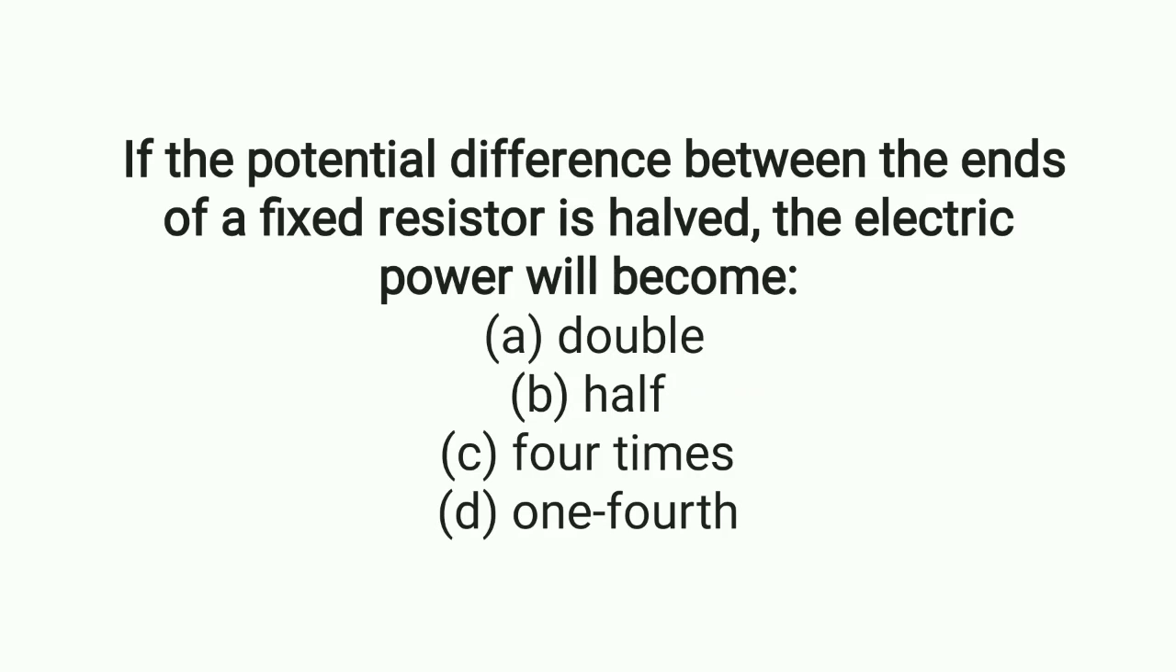Next question. If the potential difference between the ends of a fixed resistor is halved, the electric power will become option A double, option B half, option C 4 times, option D 1/4. So the answer is 1/4. The power will become 1/4.